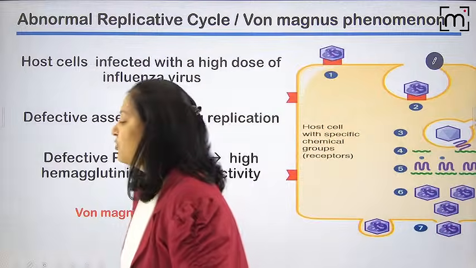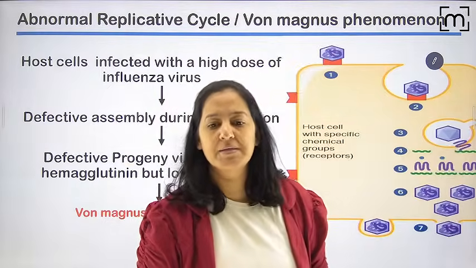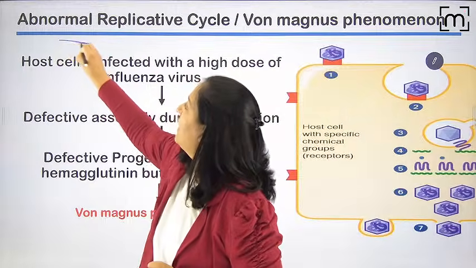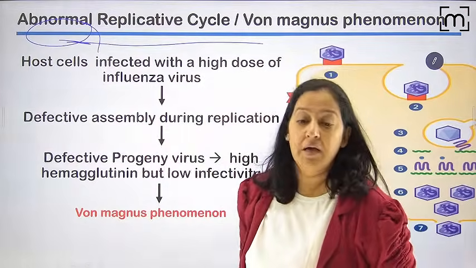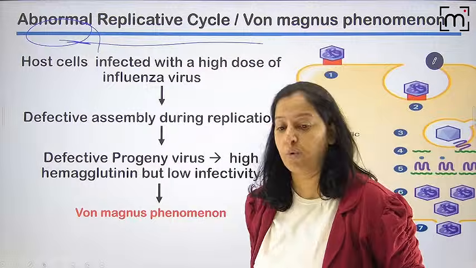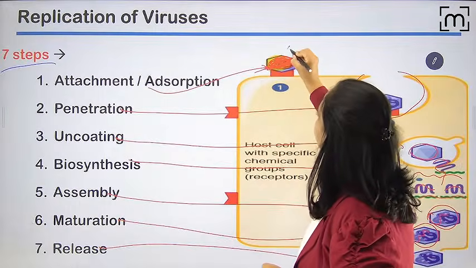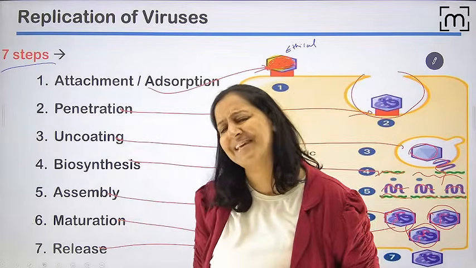Now, if you understood the normal replicative cycle, you will understand the abnormal replicative cycle. Appreciate it's abnormal. This is not normal. Normal, I explained to you. Abnormal replicative cycle. Now, viruses are very ethical people. They have more ethics than humans also, I must say. What is the ethics they have?